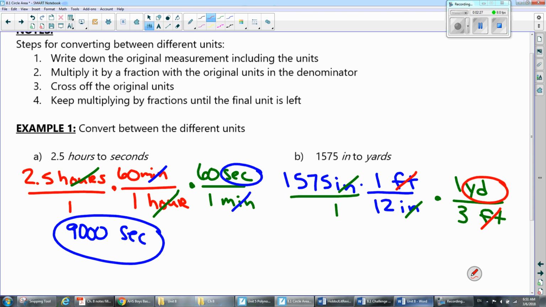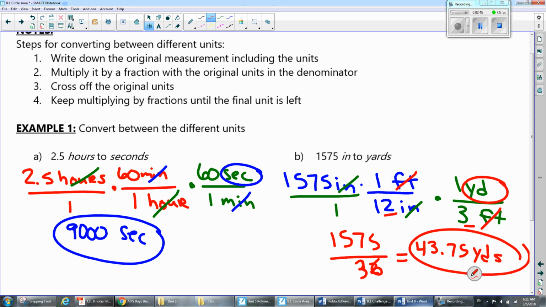Okay, so I need to take 1,575 divided by 12, or sorry, divided by 36 when we multiply 12 times 3 on the bottom. And that'll leave me with 43.75 yards. There's my final label.